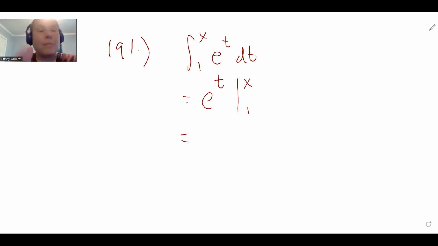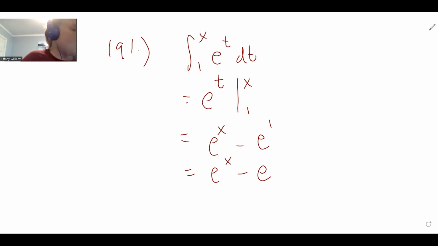So here, I'm going to do it the same way, though. I'm going to do e to the x, so x is replacing the place of t, minus e to the 1. And that's actually my answer. I don't know what e to the x is. e to the 1 is e. So it does clean up like that, but I can't do anything else with it because that's a variable as one of your boundaries. All right, cool.